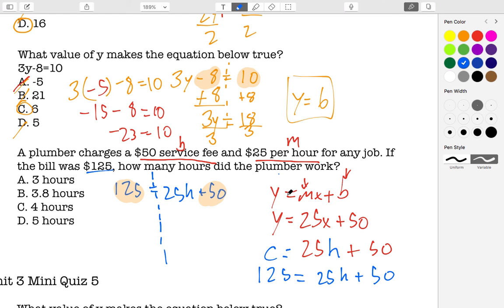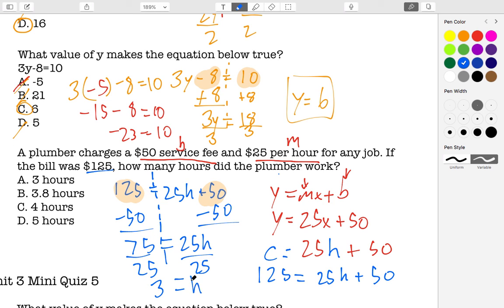Okay, look up here. Since the bell is about to ring, I'm sure you have the answer now. We're going to subtract 50. 125 minus 50 is 75. Divide by 25. 25 goes into 75 3 times. H equals 3. A is your answer. Put plus 1.